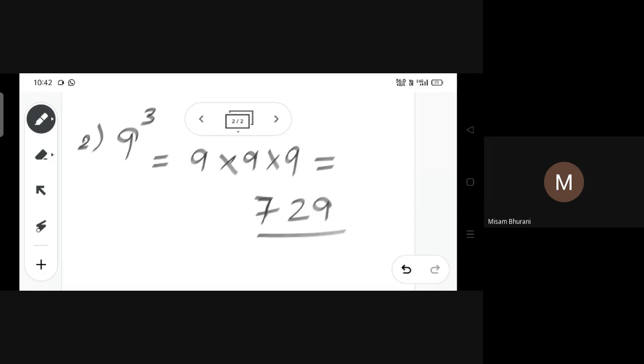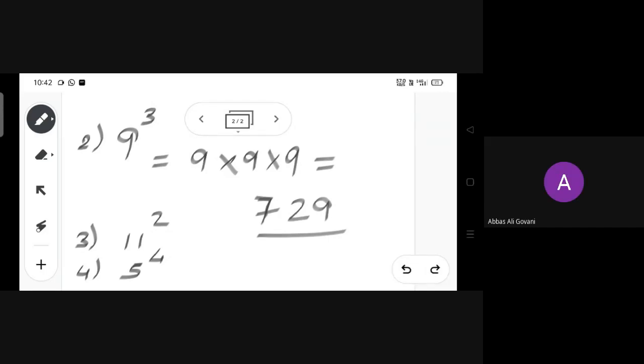Okay, can you try the other questions, question number 3 and 4, at your home also? 11 to power 2 and question number 4 states 5 to power 4.